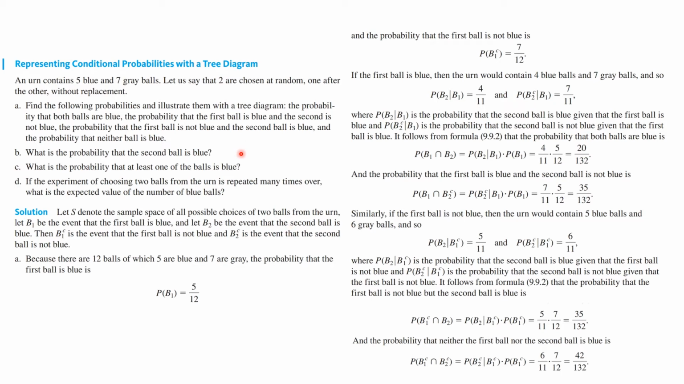Now we're going to talk about the probability that the second ball is blue, and in turn, that at least one of the balls is blue. And then we're also going to say, if the experiment of choosing two balls from the urn is repeated many times over, what is the expected value of the number of blue balls? So we will answer all these questions in turn.